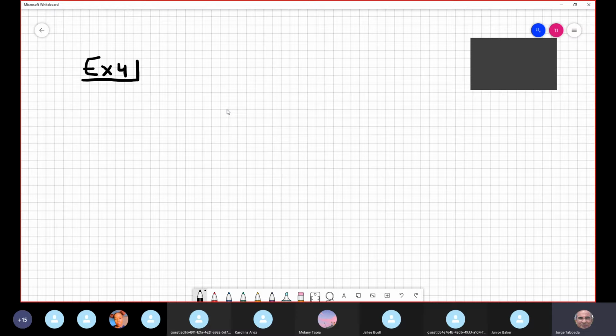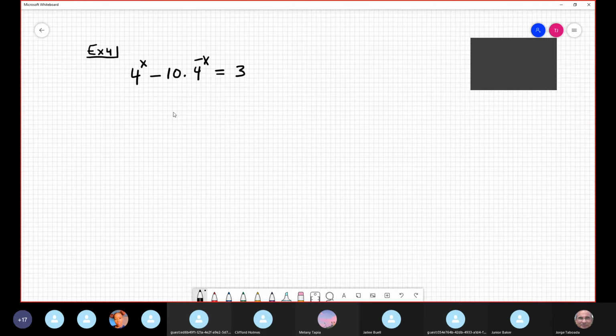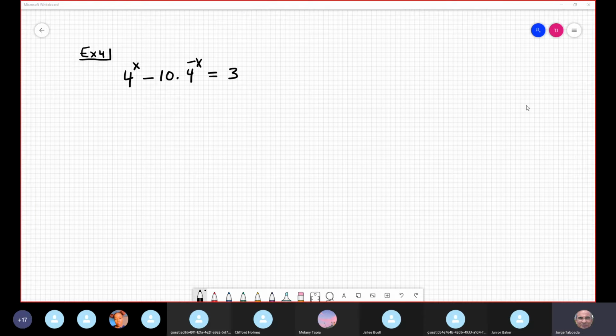Example 4 is this example. Look, it's 4 raised to the x power minus 10 times 4 to the minus x equal 3. Suppose this example. This is very confusing, but don't worry. I explain it then. So you have no idea how you face that. However, I recommend eliminate, reduce, clear the negative power. The negative power is not good for me.